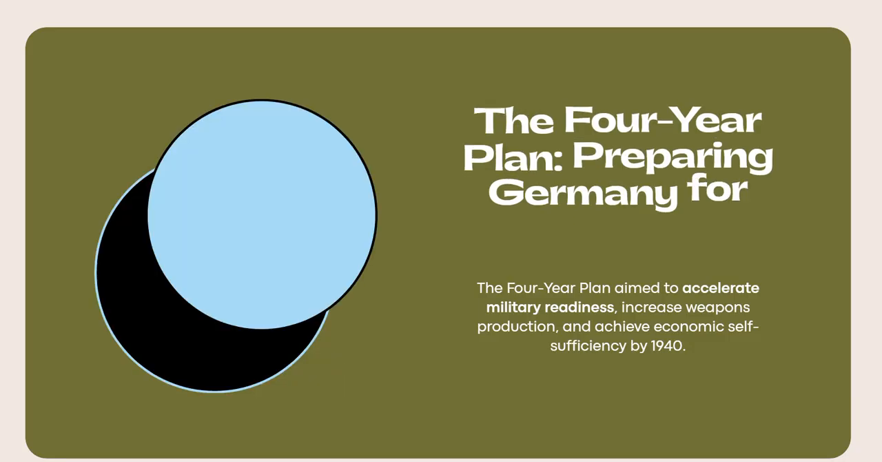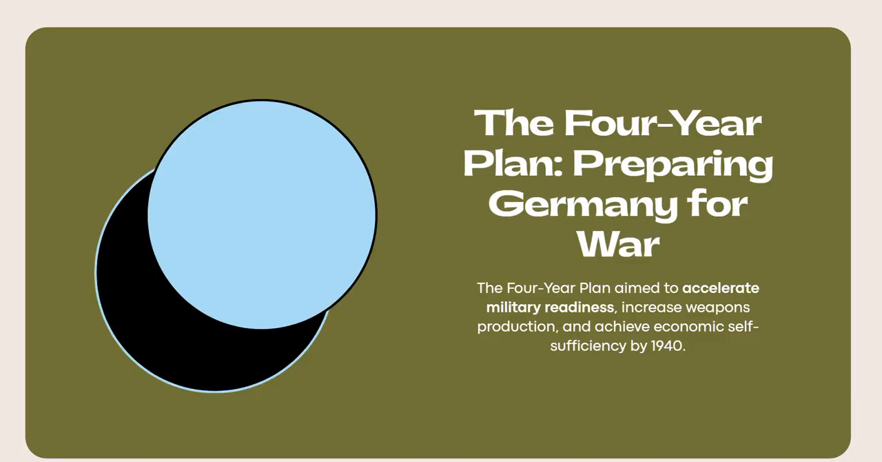Now, the four-year plan was also launched. Hitler introduced the four-year plan, which was supervised by Hermann Göring, who I think was in charge of economics at that time. The main goal was to prepare Germany for war within four years, increase the production of weapons, achieve economic self-sufficiency, and reduce the dependency on imports.